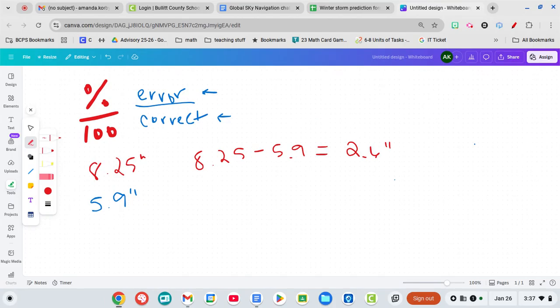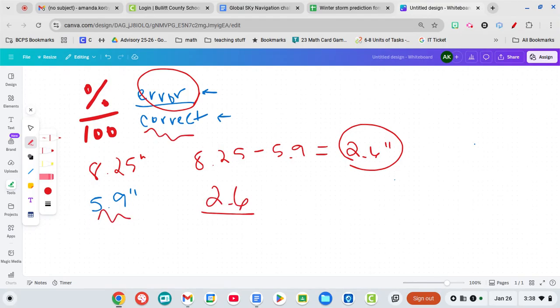So then we set up our ratios, right? We put the amount of error on top. And then we put the correct amount on bottom. And then our goal is to find out, well, what if it were out of 100? Because percents are always out of 100. So just like before, I'm looking for whatever number I can multiply to get from denominator to numerator. Well, how do I do that?